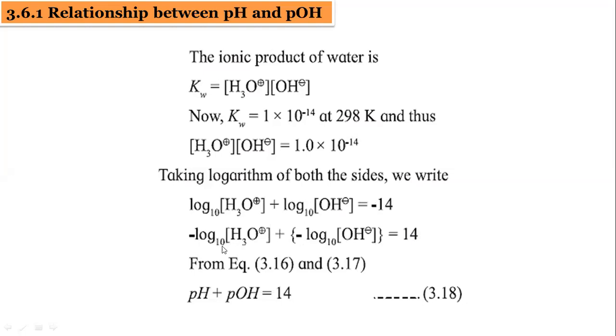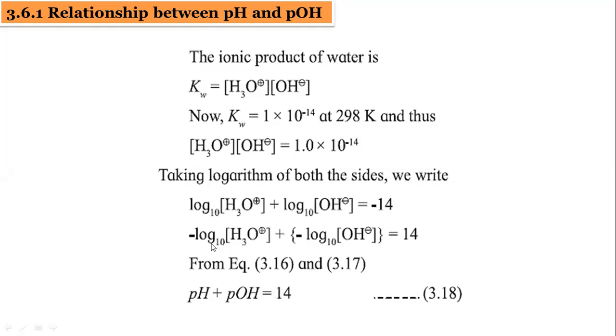So you know minus log 10 of H3O+ ions and minus log 10 of OH-. H3O+ is nothing but the H+ ion concentration. So we will write minus log to the base 10 of H3O+ is pH, plus minus log to the base 10 of OH- is pOH. So this is pH, this is pOH, is equal to 14. This is a simple derivation.